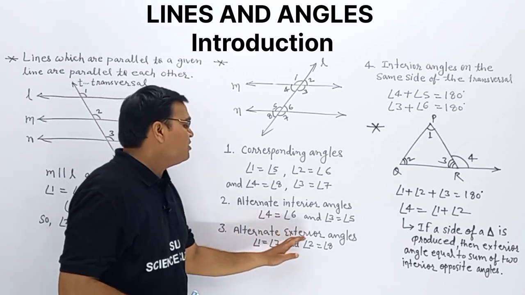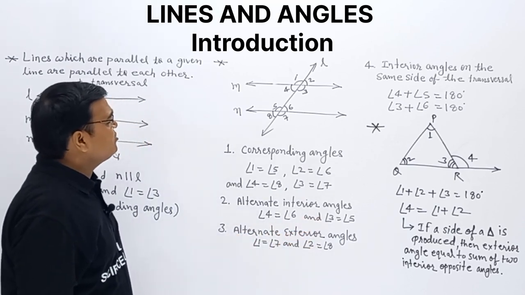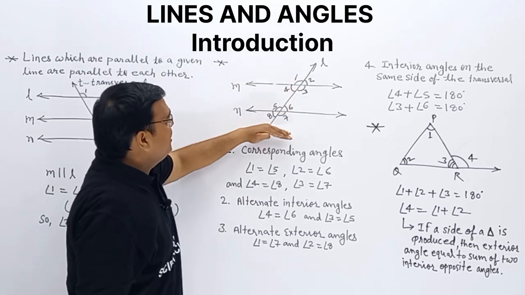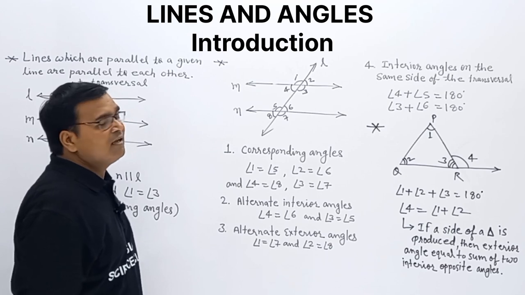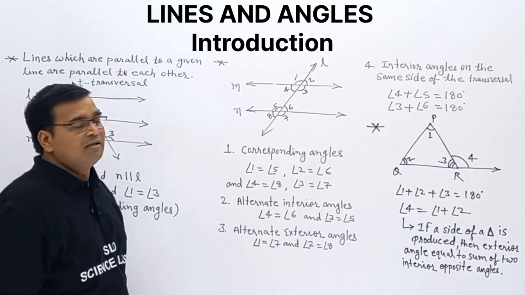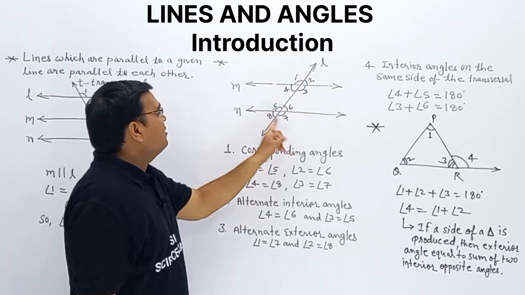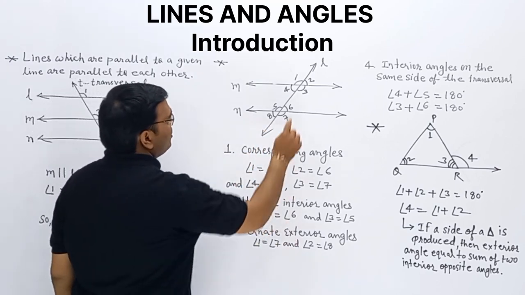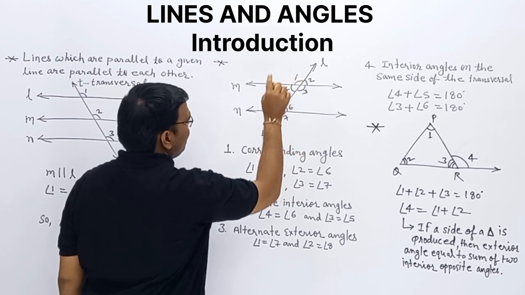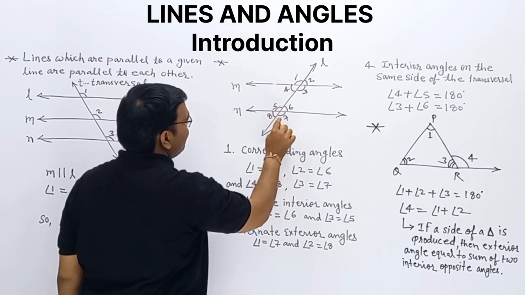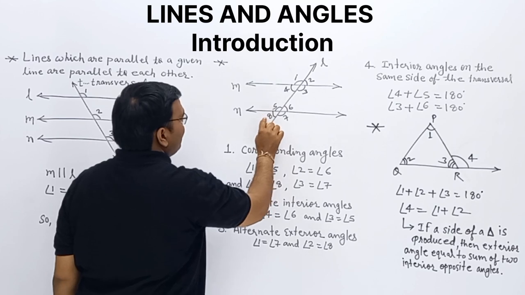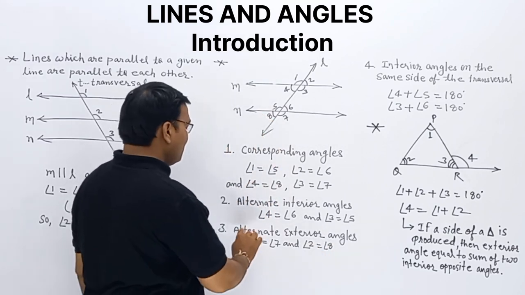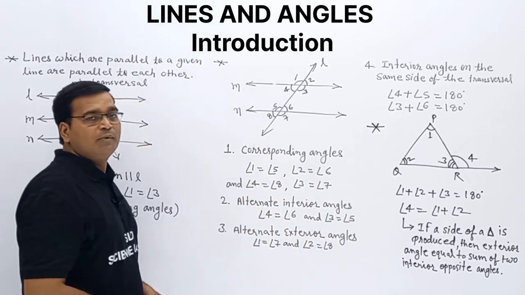Now alternate exterior angles. What about the exterior? These are the interior; the remaining angles 1, 2, 7 and 8 are exterior angles. But we are discussing the alternate ones. Angle 1 is equal to angle 7, and angle 2 is equal to angle 8. These are alternate exterior angles.